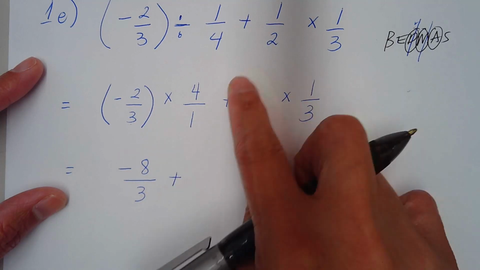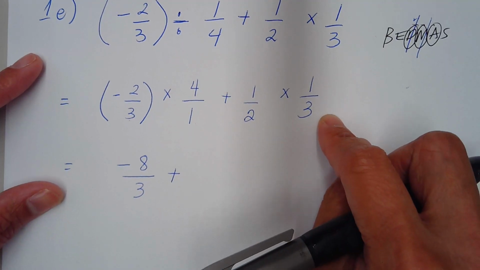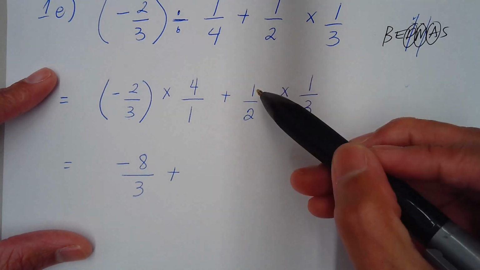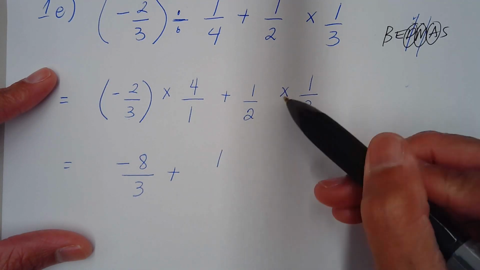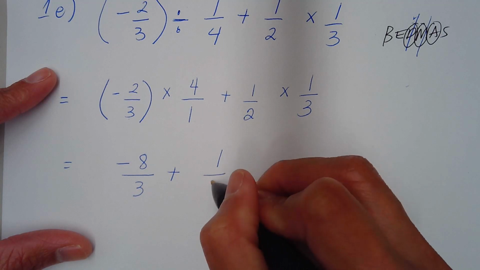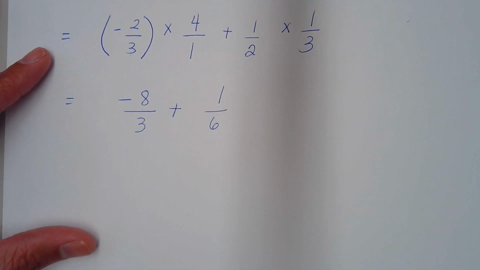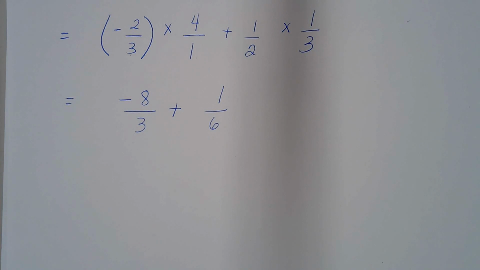Plus, okay, this is also multiplication. I could do that all in the same line. Numerator times numerator is 1. Denominator times denominator, that makes it 6. Okay. Now, what do you think we should do next?